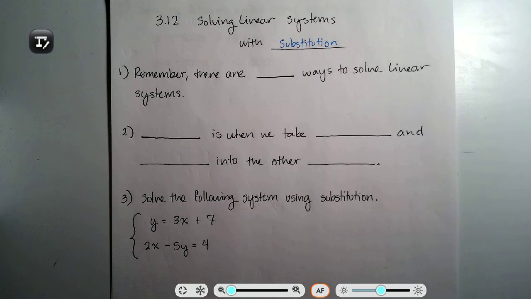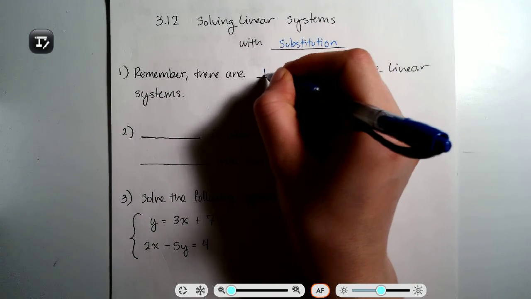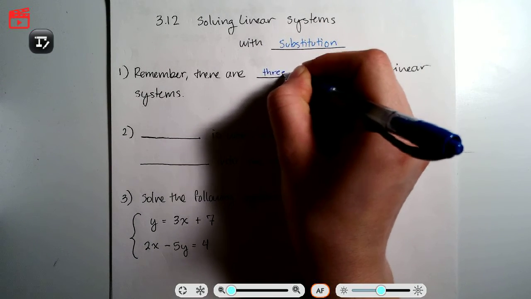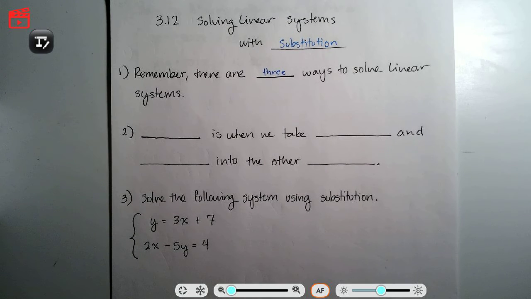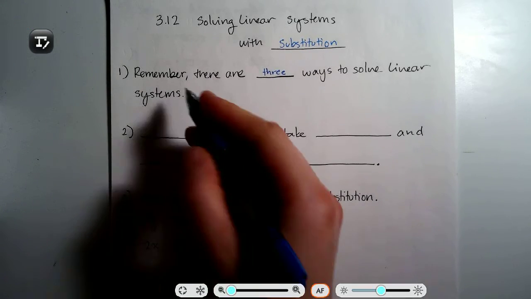Okay, so we're solving linear systems with substitution. So for number one, remember there are three ways to solve linear systems. And now we're taking a look at the second way to solve linear systems. So, what is this? Number two, substitution.